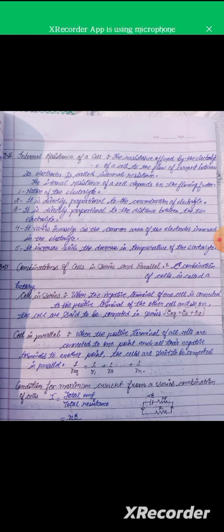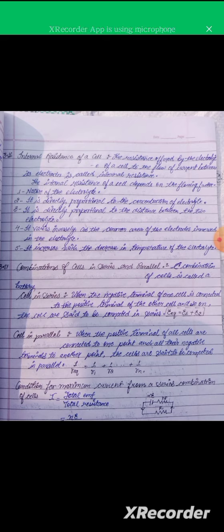Topic 3.17, Combination of cells in series and parallel. A combination of cells is called a battery. Cells in series: when the negative terminal of one cell is connected to the positive terminal of the other cell and so on, the cells are said to be connected in series. E equivalent equals E1 plus E2.